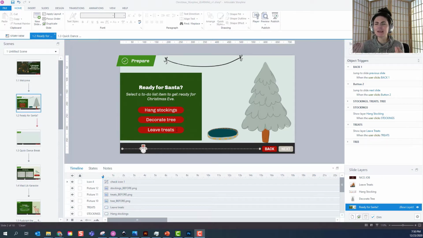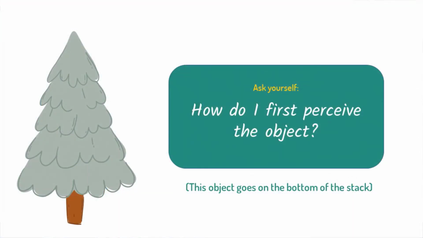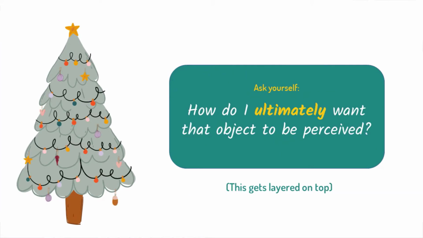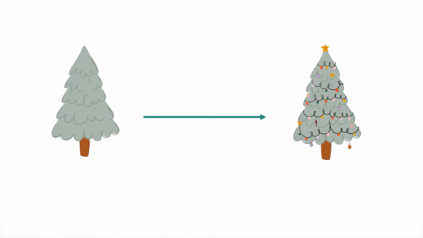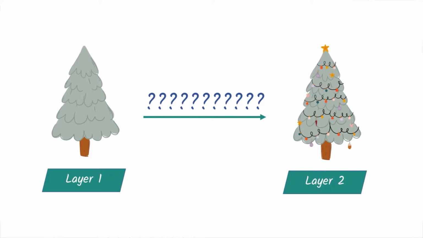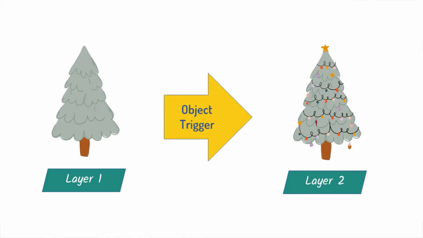Whenever I'm building something like this, I have to think, okay, what is the first way that I'm perceiving something, and then what is the ultimate way that I want that thing to be perceived? In this case, I'm first perceiving an empty tree. The next thought is, okay, I want it to be fully decorated. So how do I get from point A to point B here? In this case, we're going to use layers and an object trigger to get us to that place.